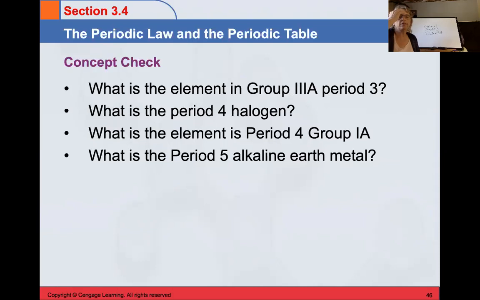So go ahead and take a few minutes and do this concept check. Find the different elements based on the group, which goes across the top, and periods, which goes from the top to the bottom.